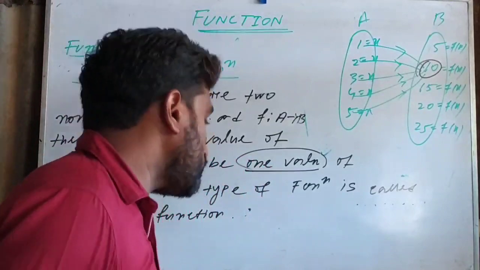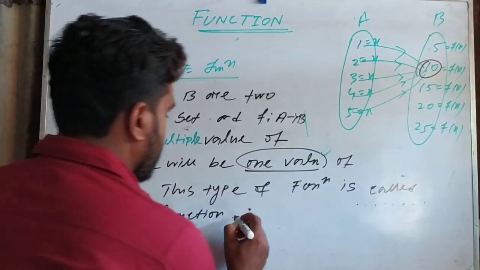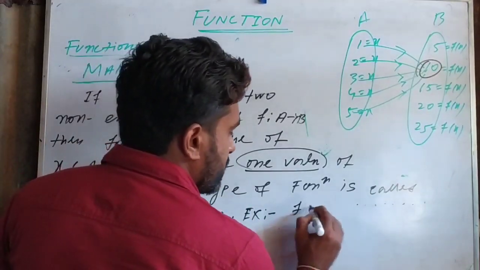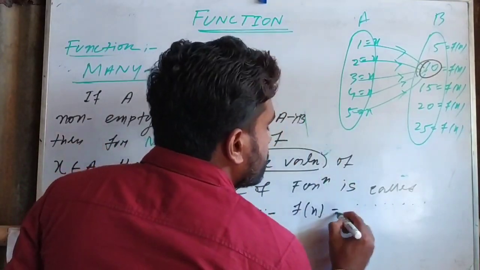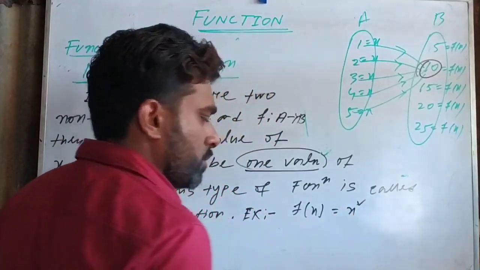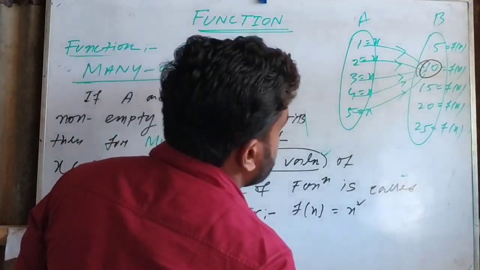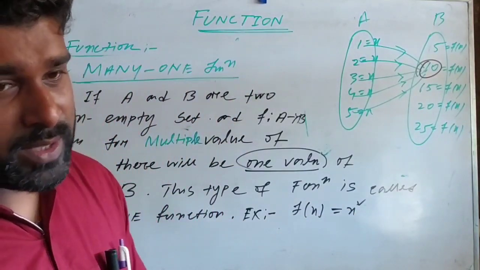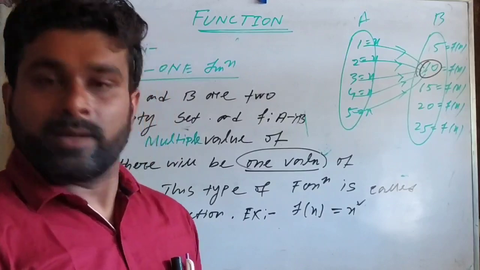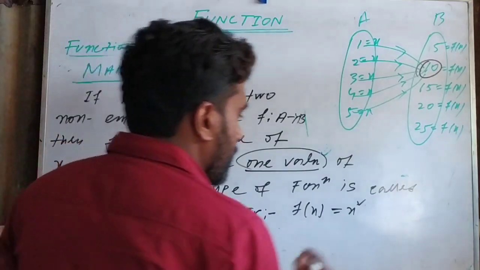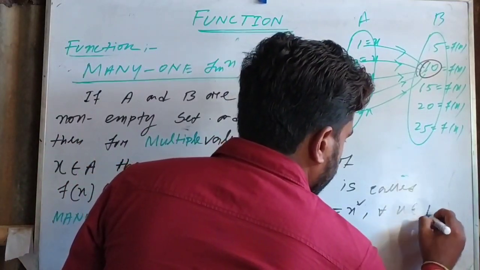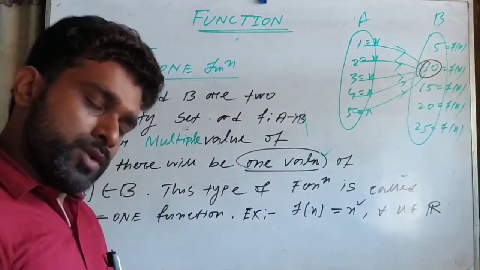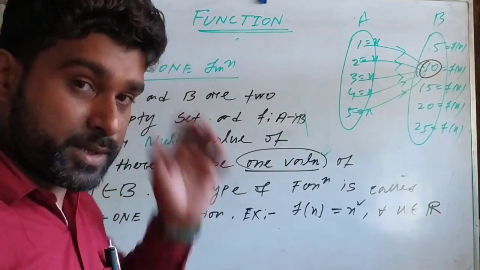Okay, so here if I choose an example, suppose f(x) equals x square. Let's take basic examples, it is easy to understand from the basics. When the basic concept is clear, then the advanced level questions can be done, no problem. Here, for all x belongs to the real numbers, that means from the real number set you can choose any value of x.